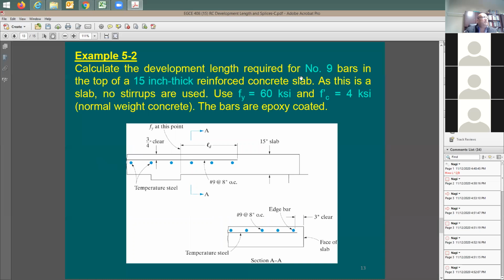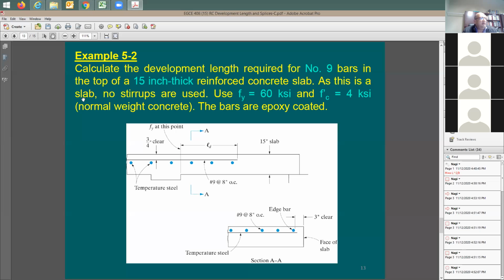It says calculate the development length required for number 9 rebar. It's good once you have the size: a 15-inch thick reinforced concrete slab. Here's the thickness, 15 inches. I guess the thickness is important to figure out if you have enough concrete below it or not. If you have more than 12 inches, it's going to be top. If it's 12 inches or less, you're going to sort it as bottom rebars.